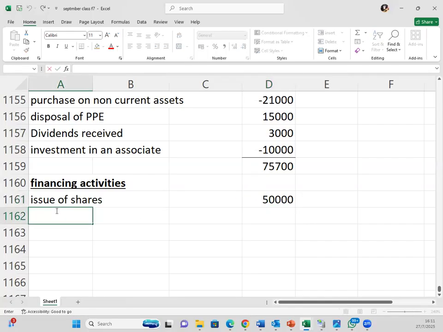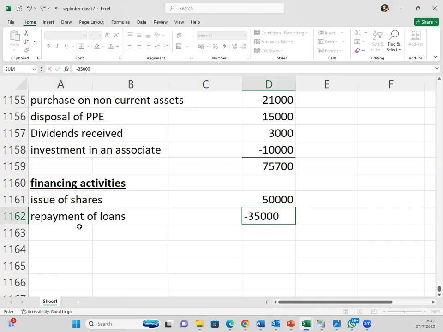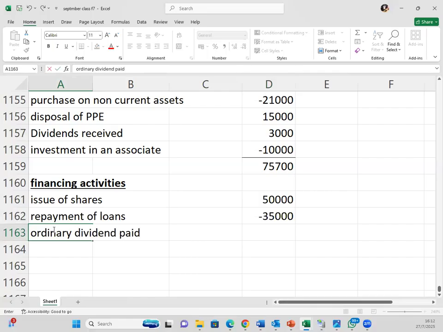Then, besides the issue of shares, the company can have repayment of loans, and can pay ordinary dividend. Ordinary dividend paid.